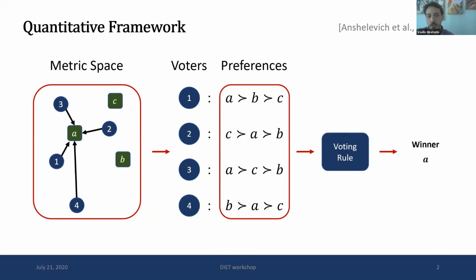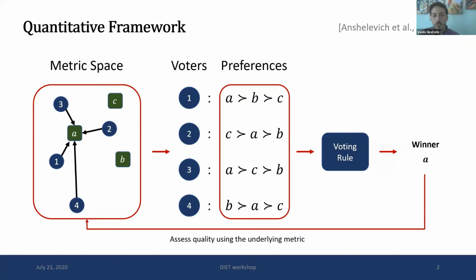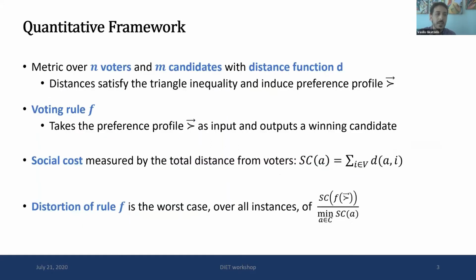But nevertheless, our goal is going to be to evaluate the quality of this outcome based on the actual underlying distances. So although we have this lossy compression of information into these preferences, we still evaluate using worst case approximation factors with respect to the true underlying distances. So formally, we have a metric over n voters and m candidates with the distance function d. The distances satisfy a triangle inequality and induce this preference profile, which our voting rule uses as input in order to output the winning candidate.